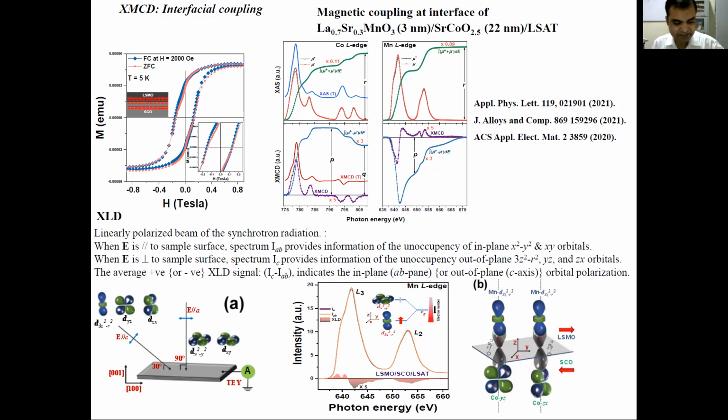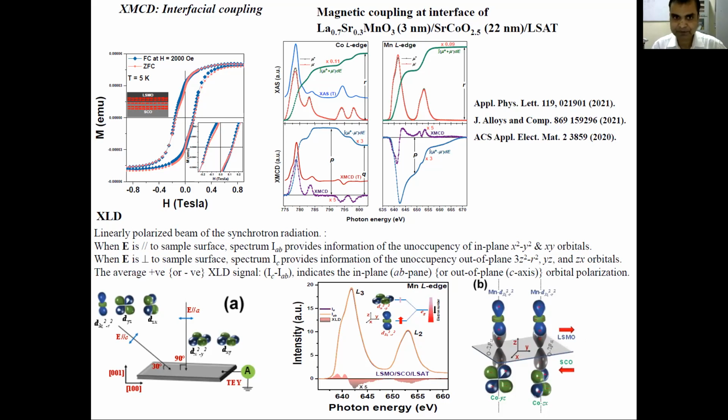When the incident polarization vector is parallel to the sample surface, that intensity gives you information about the unoccupancy in the in-plane orbital. Whereas if the incident electric field vector is polarized perpendicular to the sample surface, it gives you information about the unoccupancy in the out-of-plane orbitals. The difference between these two tells you in which particular orbital the electron is present in the system.